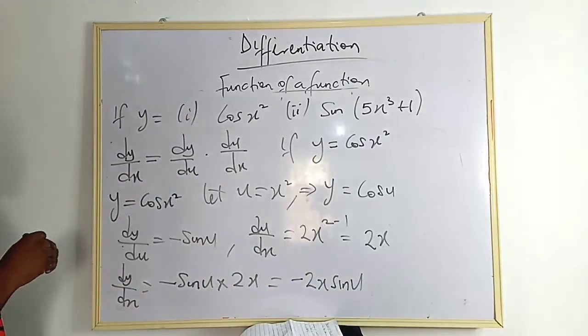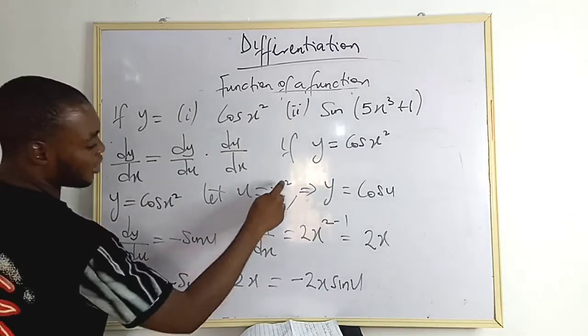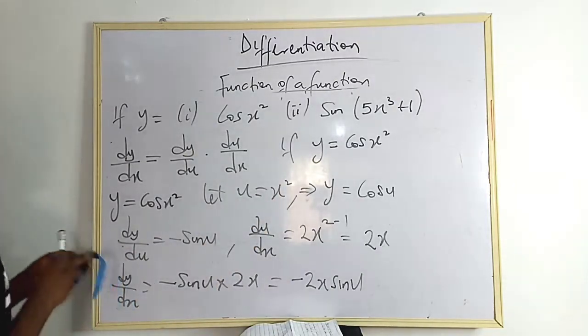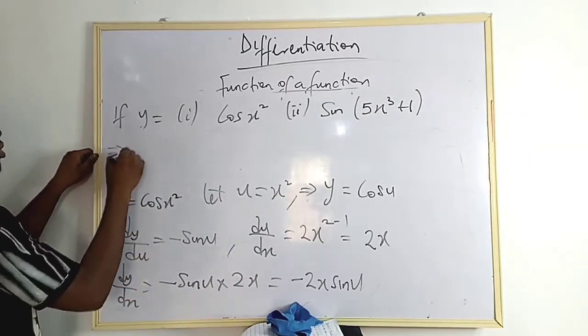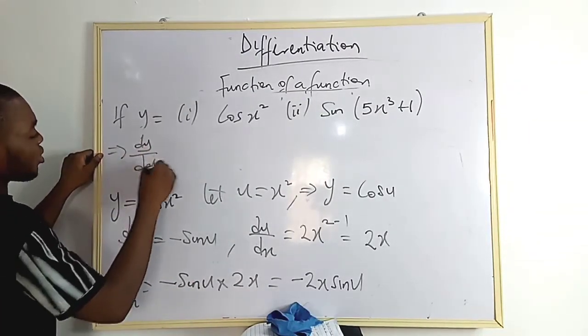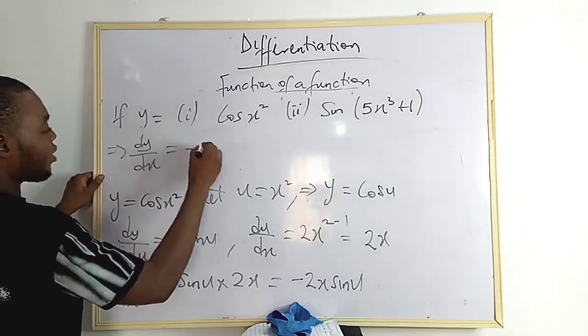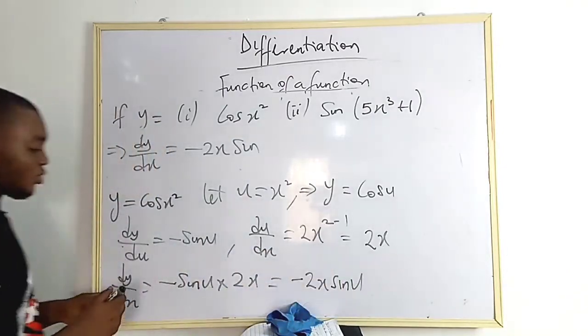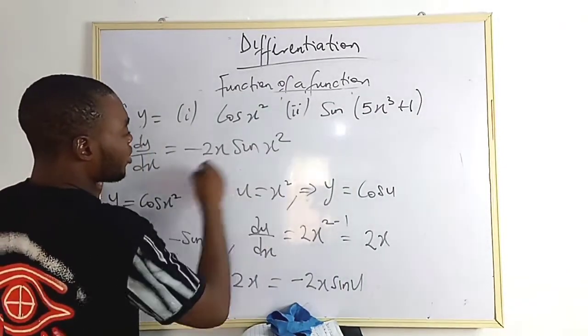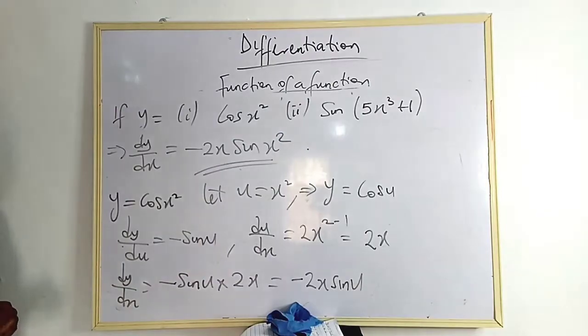But remember, our u is equal to x squared, so you insert that back. That implies dy/dx will be equal to minus 2x sin x squared. So that's the derivative of that.